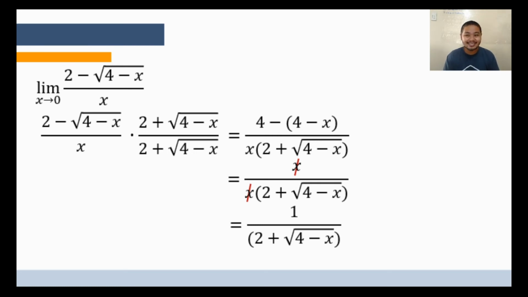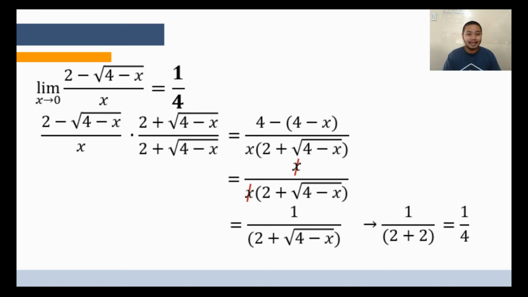In this case, pwede na tayo mag-substitute ng x. So, yung x, gagawin na nating 0. So, in that case, we will have 1 over 2 plus 2. Sir Ben, bakit 2 plus 2? Again, 0 ito. So, the square root of 4 is 2. So, 1 over 2 plus 2, so that would be 1/4. So, therefore, the limit of 2 minus the square root of 4 minus x all over x as x approaches to 0 is equivalent to 1/4. Madali lang, okay? Sabi ko sa inyo, napakadali, napakasimple ng ating topic.